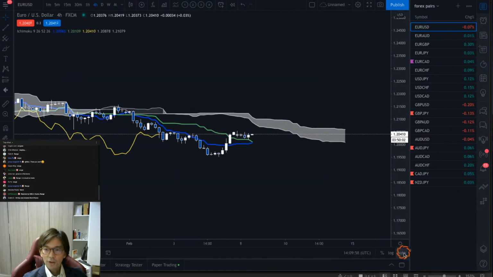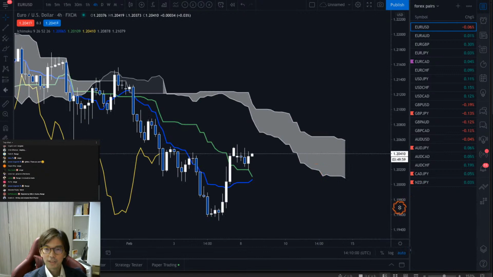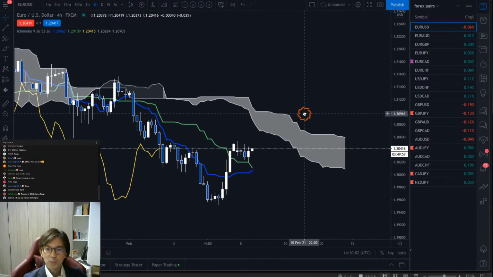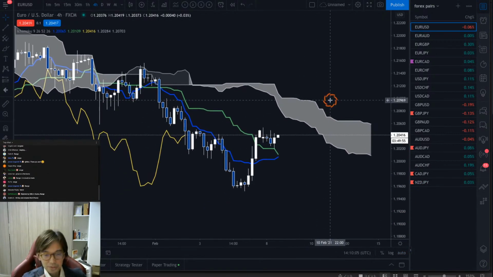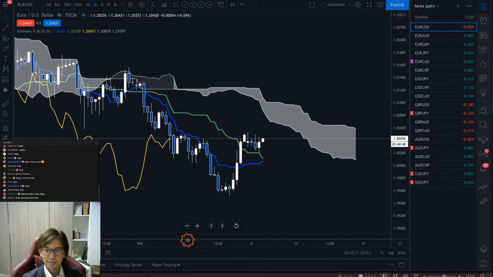Okay, so here is a 4-hour chart. Here is a 4-hour chart, and what do you think about this one? Do you think this is a downtrend, range, or uptrend? What is your call? Let me hear your answers.